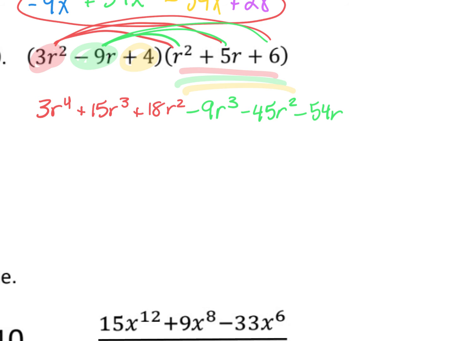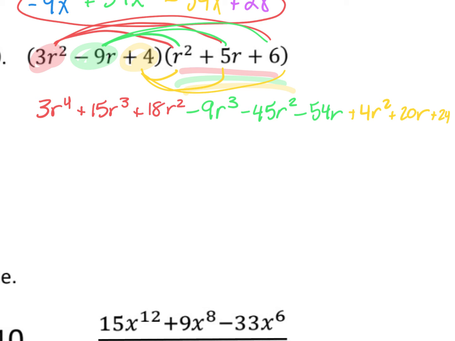Okay, and then now I'm going to do my 4. So I get a plus 4r squared plus 20r plus 24. So now I am combining like terms again.